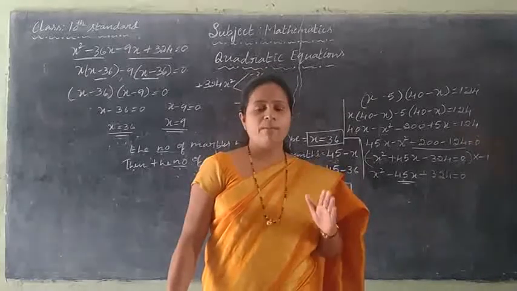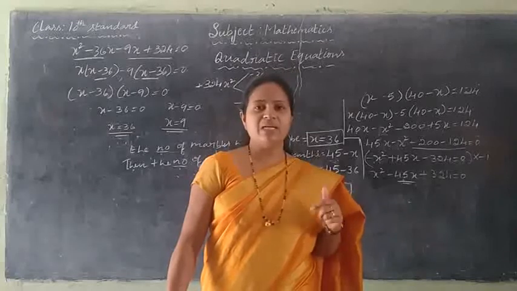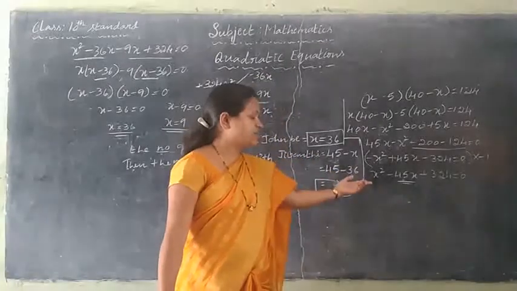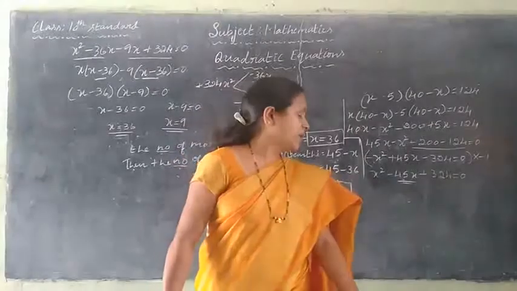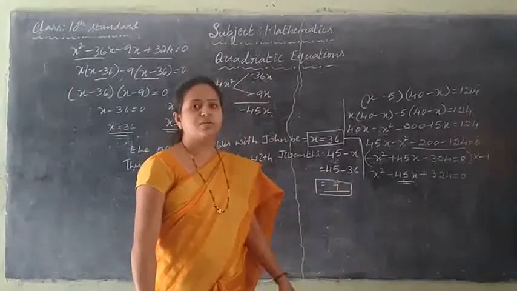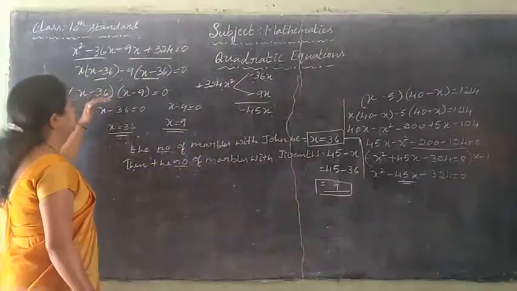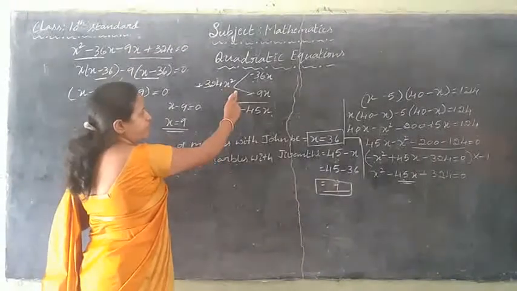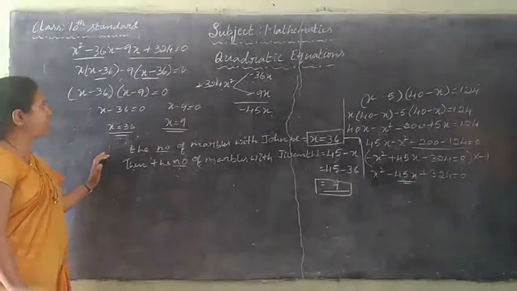Understood? But in the beginning minus sign is there. So we are going to multiply the complete equation by minus 1, children. So after multiplying by minus 1, you will get x square minus 45x plus 324 is equal to 0. Now we are going to solve this equation by factorization method, children. So after solving, for x square minus 45x plus 324, we have taken the two factors as minus 36x and minus 9x.